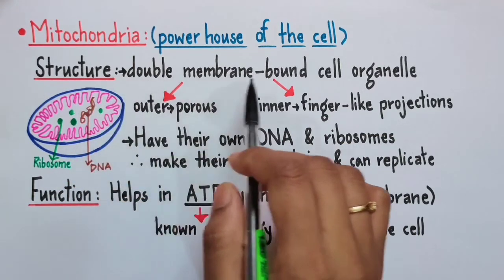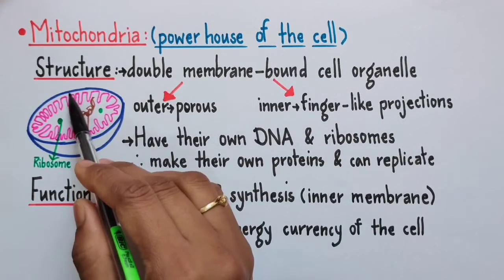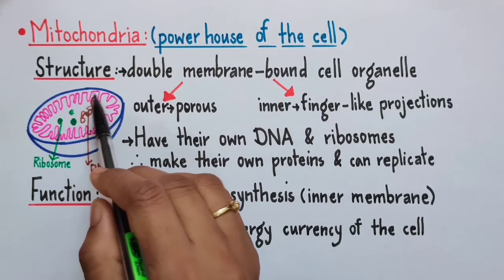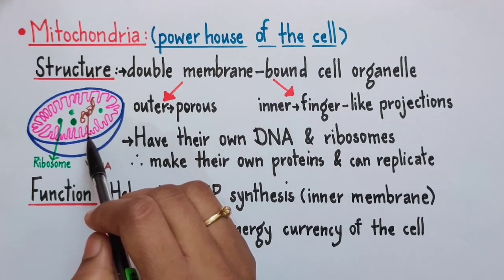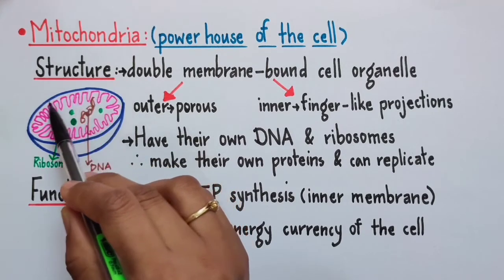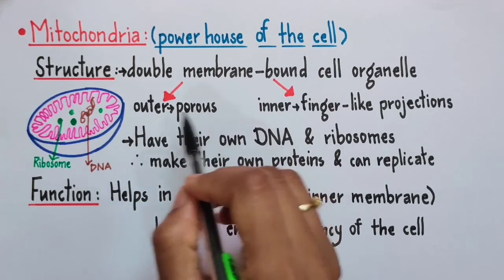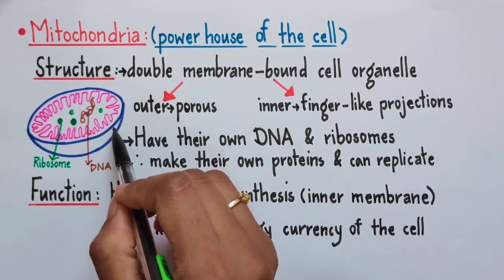Mitochondria are double membrane bound cell organelles. So this is the outer membrane and this is the inner membrane. They are unique in a way that the two membranes are very different from each other. The outer membrane is continuous and is very porous because it has numerous tiny openings.